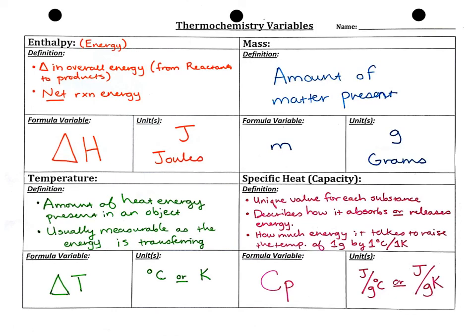This lesson is going to be an opportunity for you to learn a little bit more about these variables and also to make sure that you understand how to use them mathematically. So we have 4 things. We have enthalpy, mass, temperature, and specific heat capacity. We've already gone over those, but they'll kind of come up again as we go through this lesson.